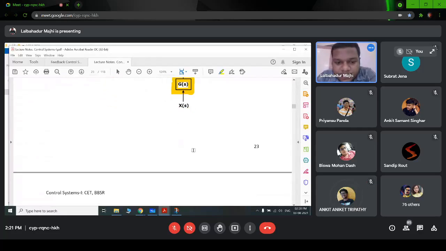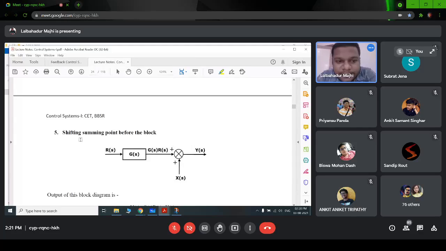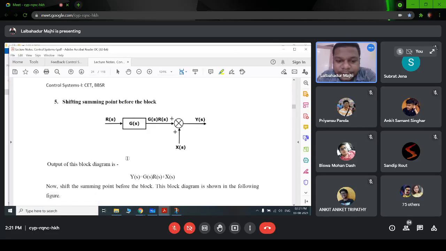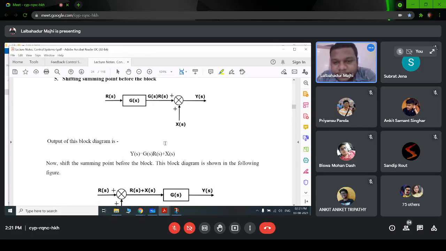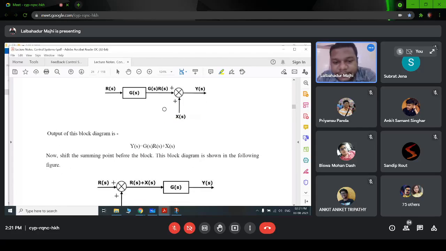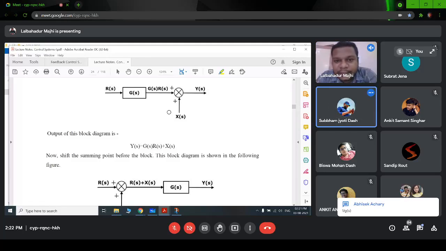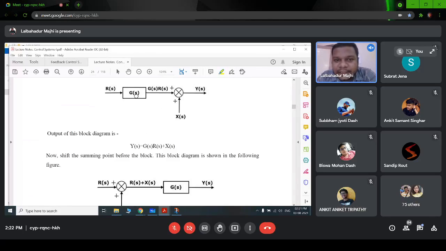Next doubt is Chaudhary. No sir. Okay, the same thing also here, right? Shifting a summing point before the block. So anyone guess what will happen with this x of s signal if we change the place of the summing point to here? Any guess? What changes we have to do with this x of s? We have to multiply the inverse of g of s. Yes, we have to multiply the inverse of g of s.